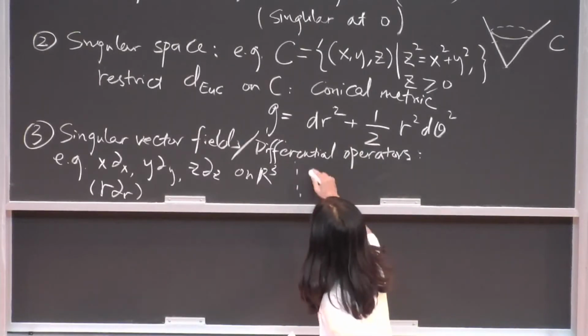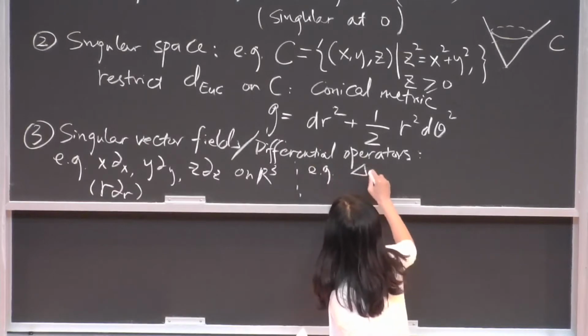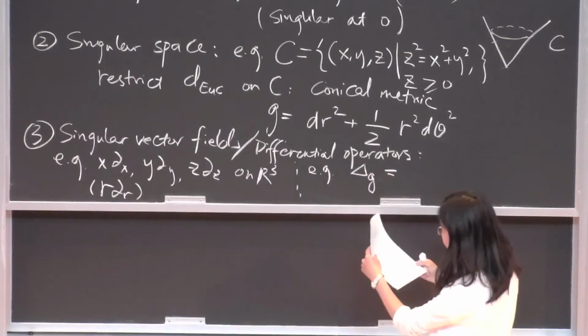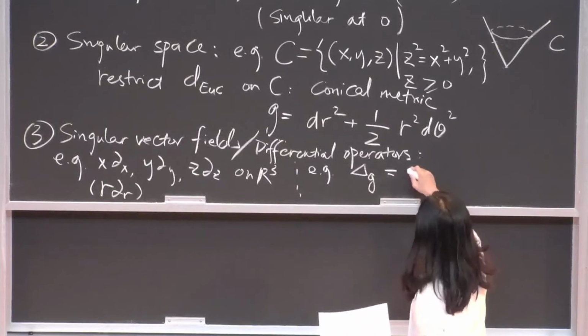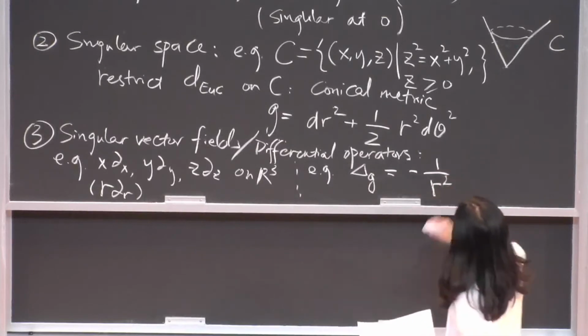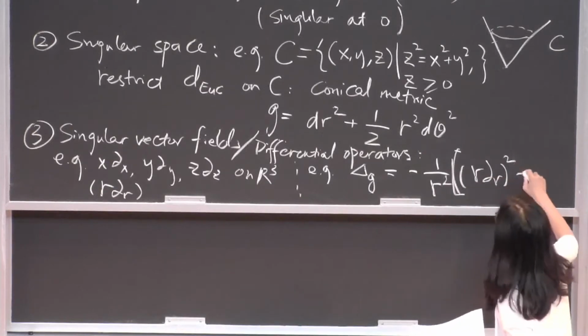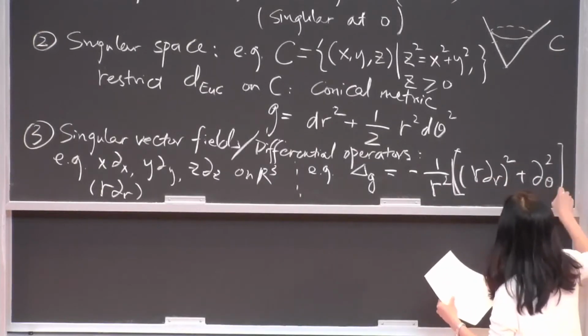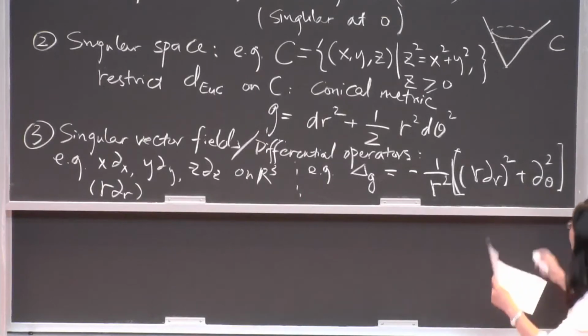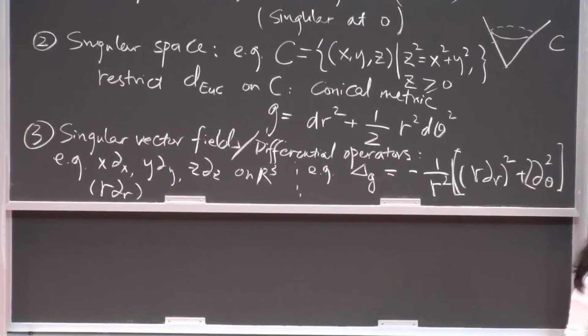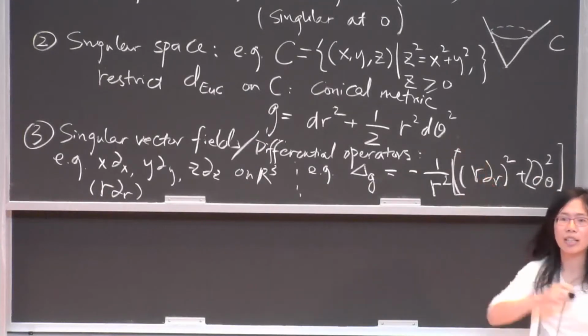So that's the second example. Laplacian of G is given by the following, which, let me write it carefully: 1 over r minus 1 over r squared of (r dr) squared plus d theta squared. There is a 2 here. Okay. So that one is just directly computed from this G here.